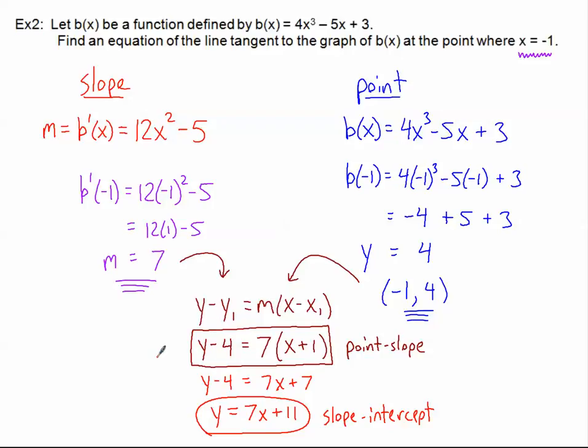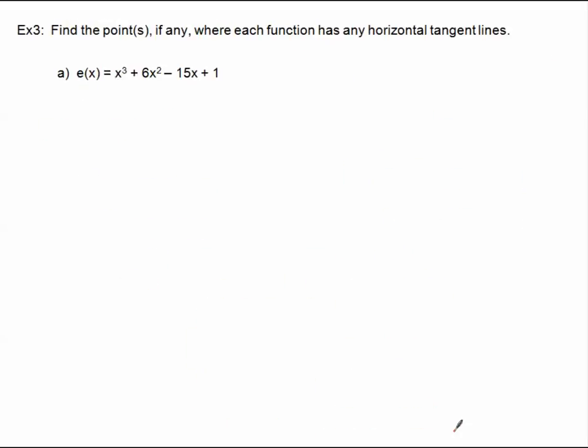All right, great. Let's look at our third example. Example 3 says find the point or points, if there are any, where each function has any horizontal tangent lines. Okay, so this is a little bit interesting. This is different. A horizontal tangent line would look exactly like this. And what we've talked about a horizontal tangent line, at least it's important here, is that the slope would equal 0. So basically, I want to know when is the slope of this function equal to 0.